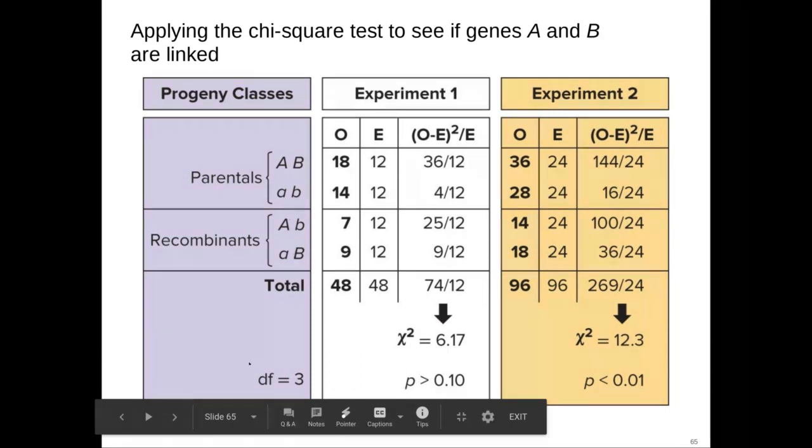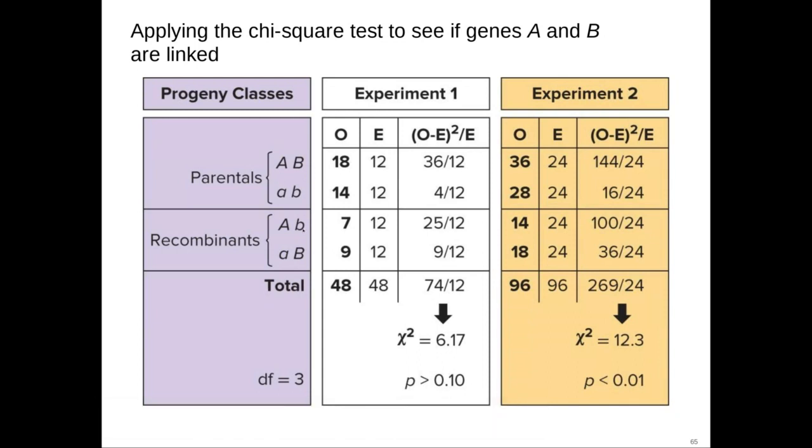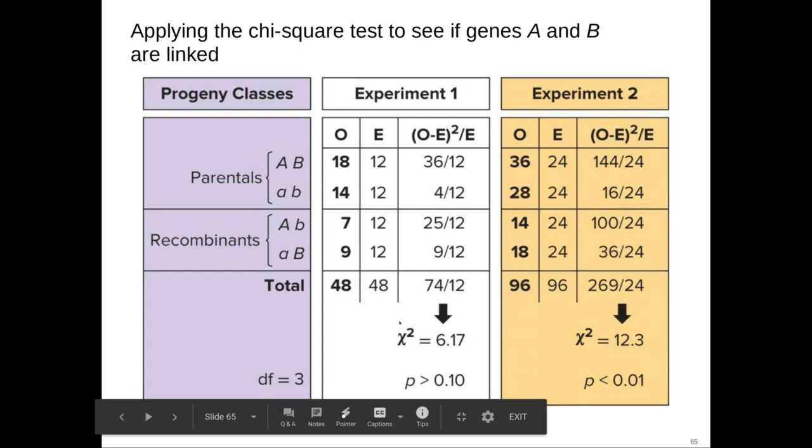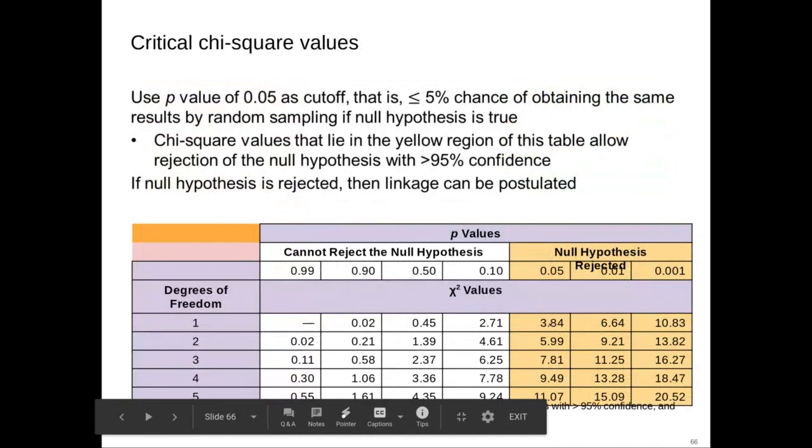Now, we get the degrees of freedom by looking at all the potential genotypes. There's 1, 2, 3, 4 distinct genotypes. Remember, degrees of freedom is the number of classes minus 1. So we have 4 distinct genotypes, minus 1 gives us 3 degrees of freedom. So in this case, we have a chi-square value of 6.17, 3 degrees of freedom, and our p-value, which we would determine from a chi-square table. I'll show you this chi-square table in a second, but this is what we would look for.